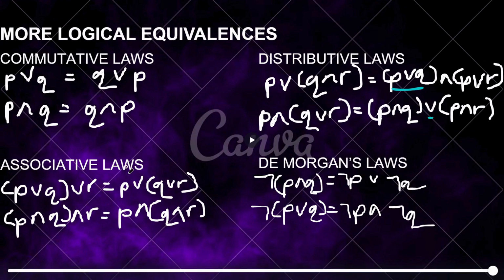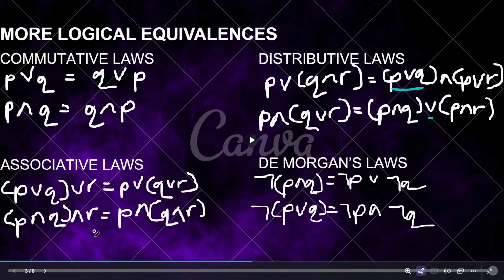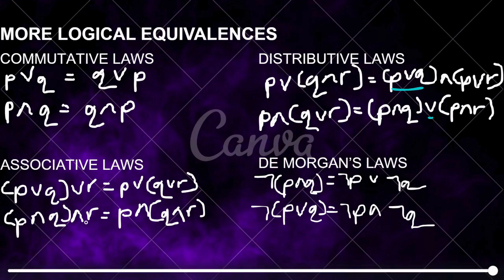Next one, associative law. P or Q or R. It's very simple: we move the bracket so that P is outside and Q and R are inside. So P or (Q or R). Likewise, P and Q and R becomes P and (Q and R). This is called the associative law.